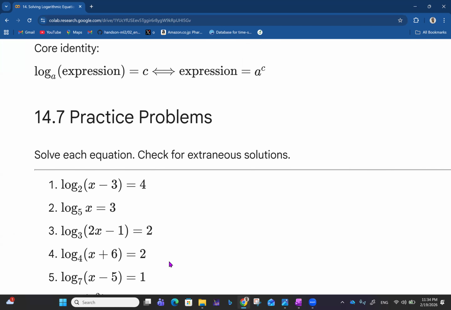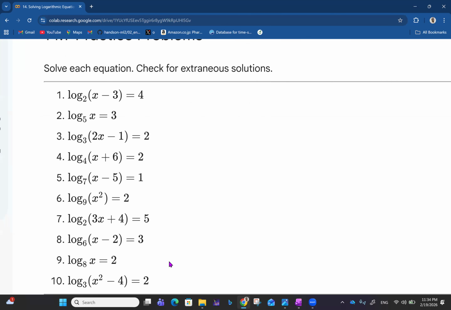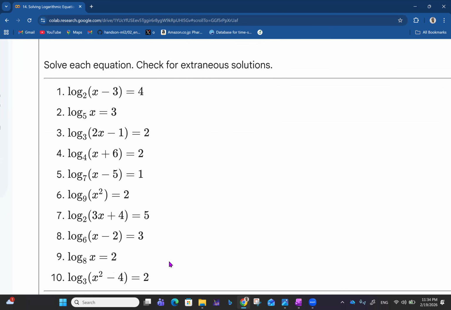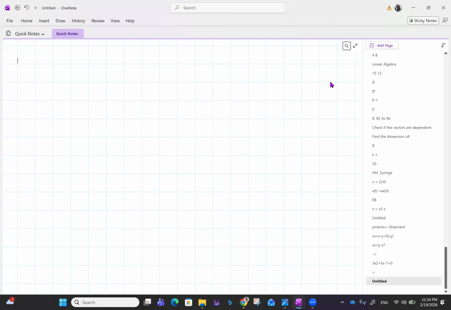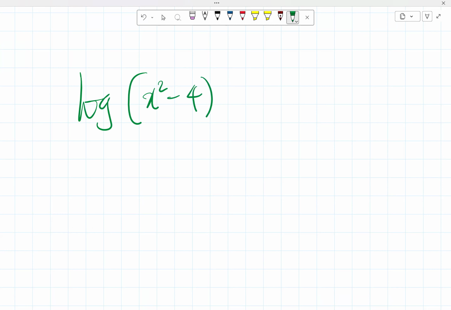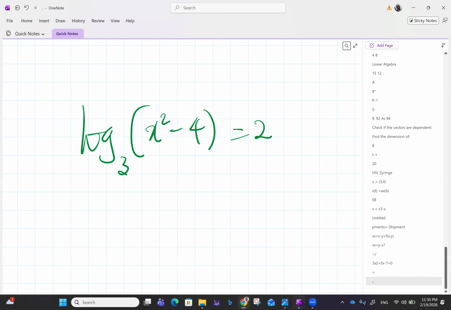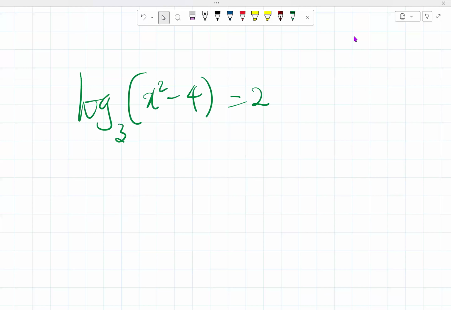So practice problems. Of course, this is where I've not solved anything myself all along. I think I want to go for question 10. It looks the most challenging. So log of x squared minus 4 to base 3 equals 2. Let's check: x squared minus 4, yeah? Log of x squared minus 4 base 3 equals 2. Okay, so what do we do?